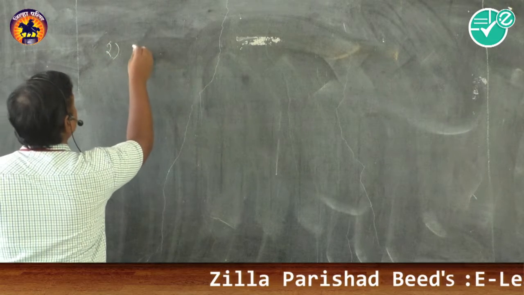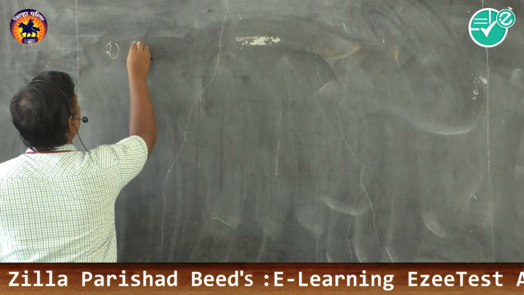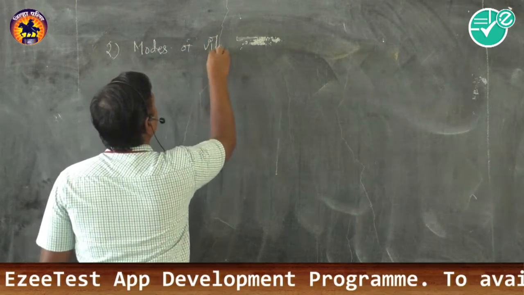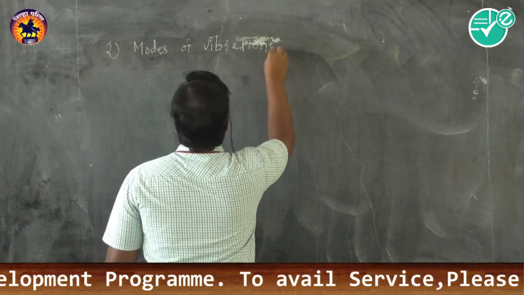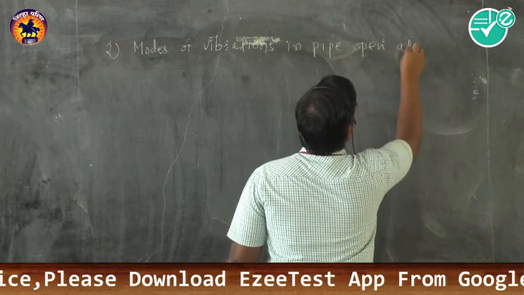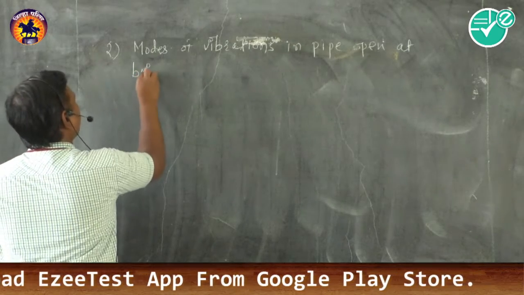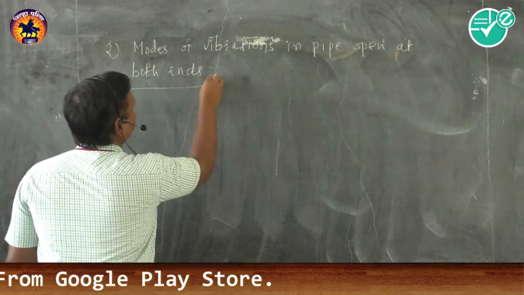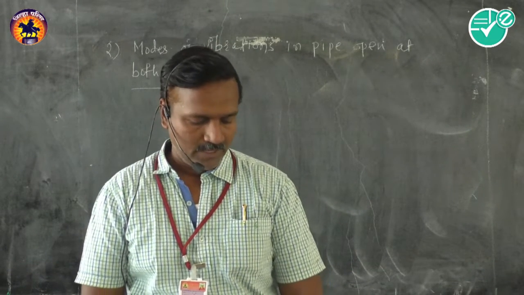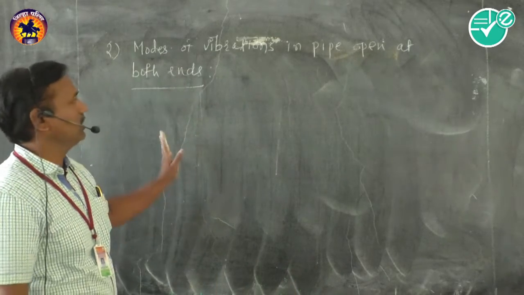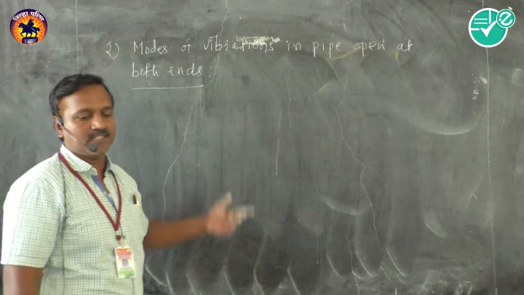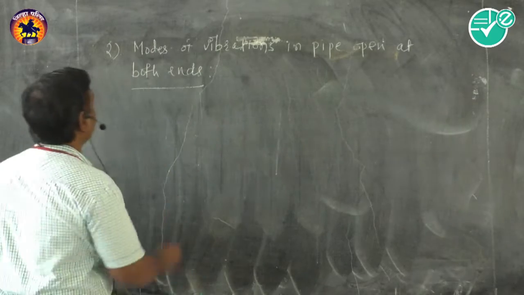The second part is the modes of vibrations in a pipe open at both ends. This is the second case in which we are going to study the different modes of vibration. Again, there are a number of modes of vibration, but we are going to use only three of them, and using those three we are going to generalize the formula.